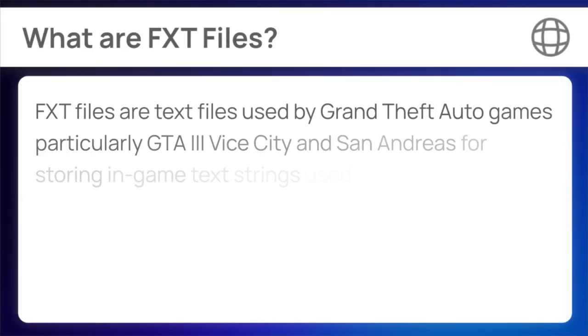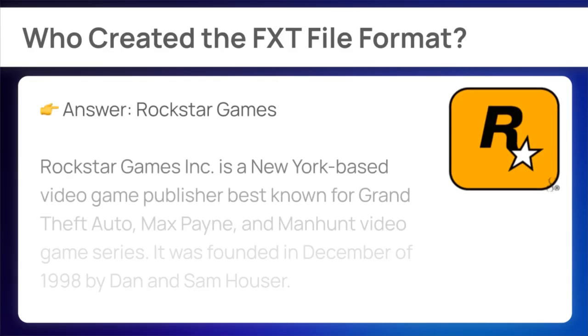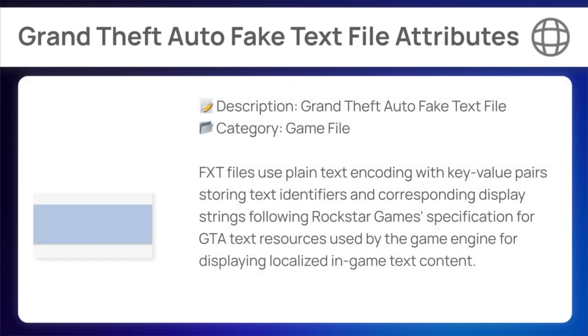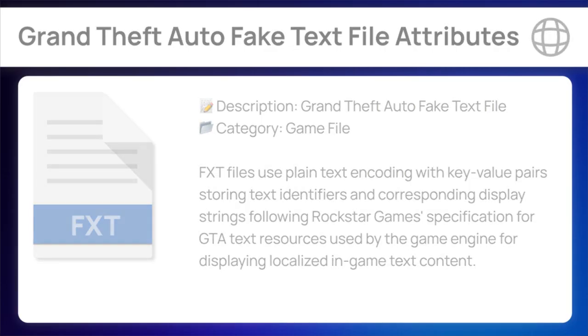FXT files are text files used by Grand Theft Auto games, particularly GTA 3, Vice City, and San Andreas, for storing in-game text strings used in dialogue, mission briefings, menus, and HUD elements. They support modding and language translation for GTA games. FXT files use plain text encoding with key value pairs storing text identifiers and corresponding display strings, following Rockstar Games' specification for GTA text resources used by the game engine for displaying localized in-game text content.